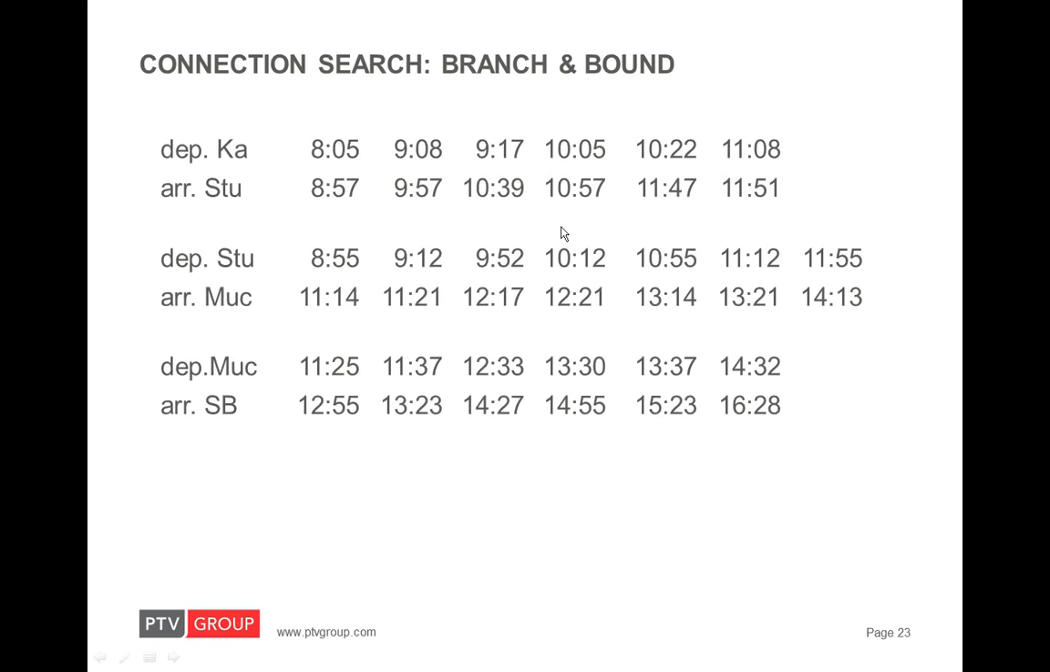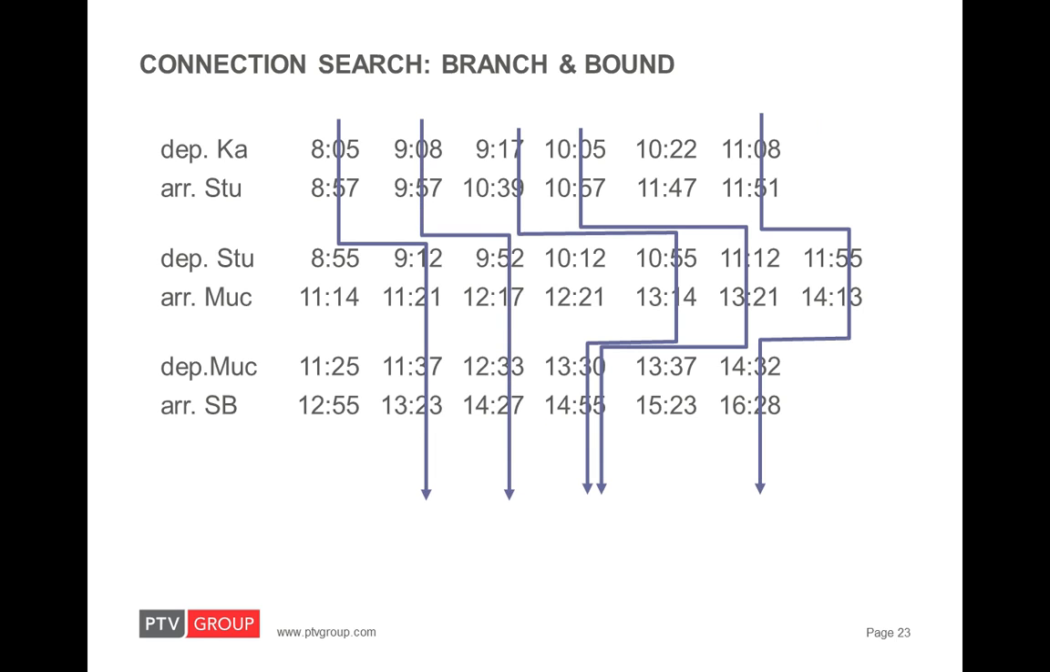Here we are using a branch and bound algorithm for the connection search, which combines different path legs. So, for example, from Karlsruhe to Stuttgart, from Stuttgart to Munich, and then from Munich to Salzburg. Different combinations are found with the branch and bound algorithm, which then gives us the choice set for the destination choice.